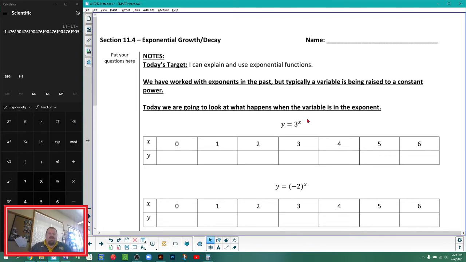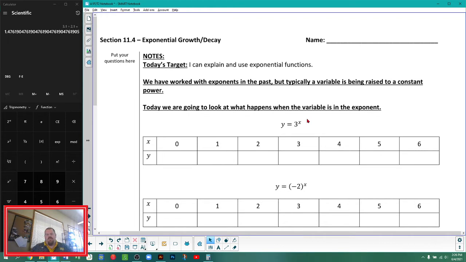Anyways, so we've worked with exponents in the past, but typically we've been dealing with a variable being raised to some constant power, constant being the opposite of variable. But today we're going to look at what happens when the variable is actually in the exponent position, not in the number being raised to the exponent position. We call that number the base. Like in this first problem, 3 is the base and x is the exponent.